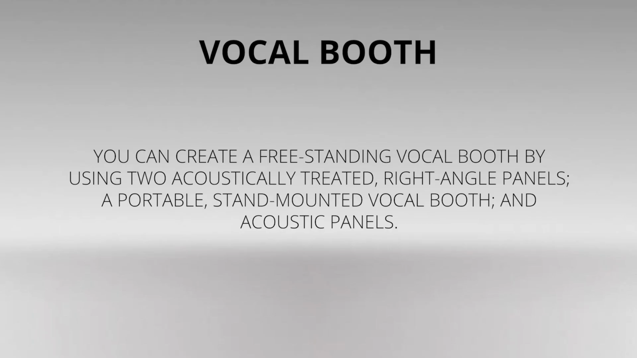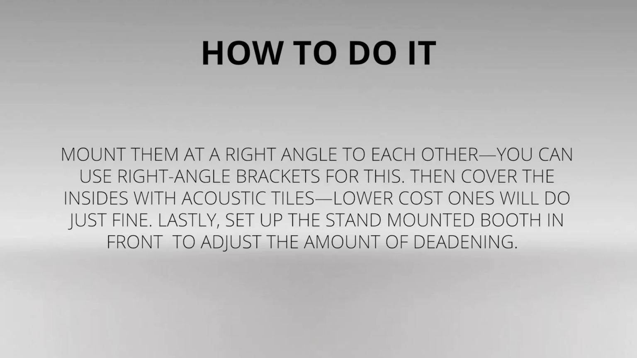You can create a freestanding vocal booth by using two acoustically treated right-angle panels, a portable stand-mounted vocal booth, and acoustic panels. Here is a step-by-step guide of how to put one together. First, you'll need two tall wooden panels. These can be plywood or cheap wooden closet doors. Mount them at a right angle to each other. You can use right angle brackets for this.